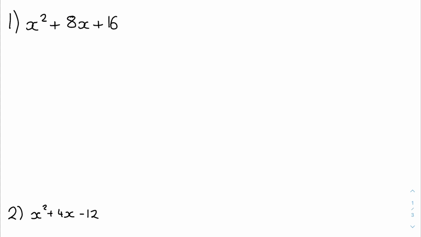In this video, we're going to look at the worked solutions to the factorising quadratics questions. So first of all, we have x squared plus 8x plus 16. Like normal, we need to find a pair of numbers that multiply to equal c, which in this case is 16, and these two numbers also need to add to equal 8. So let's start off by working out the factors of 16.